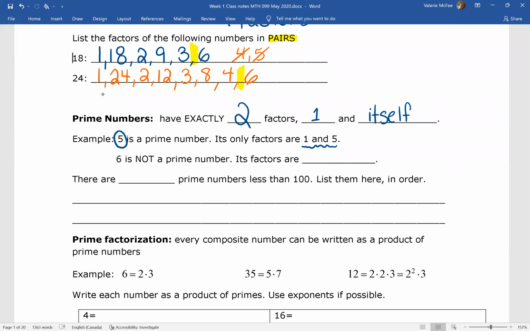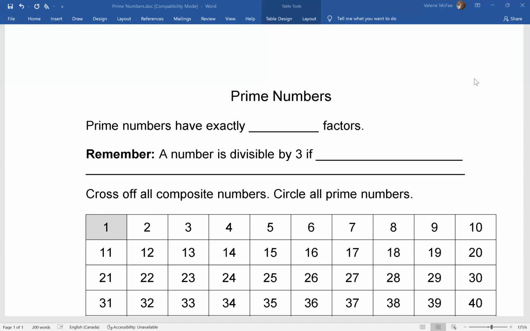6 is not a prime number. As we've already discussed, it has 4 factors. There are 25 prime numbers less than 100. Before we list them here, let's pause a moment. I want to take a look at this sheet of prime numbers with you.